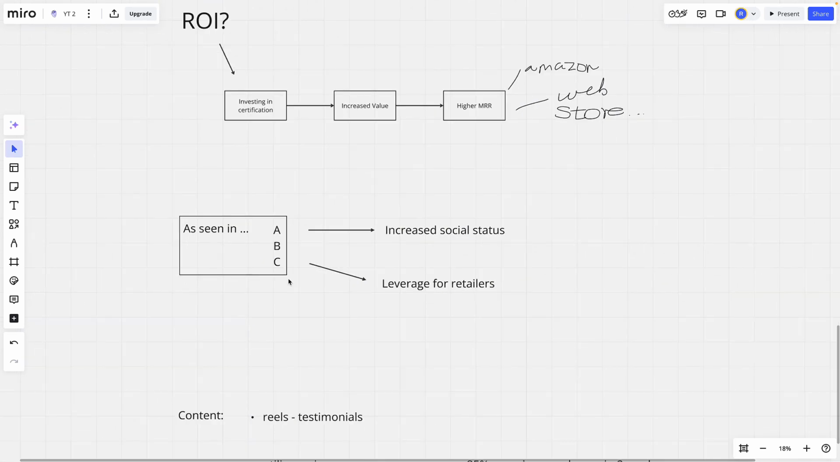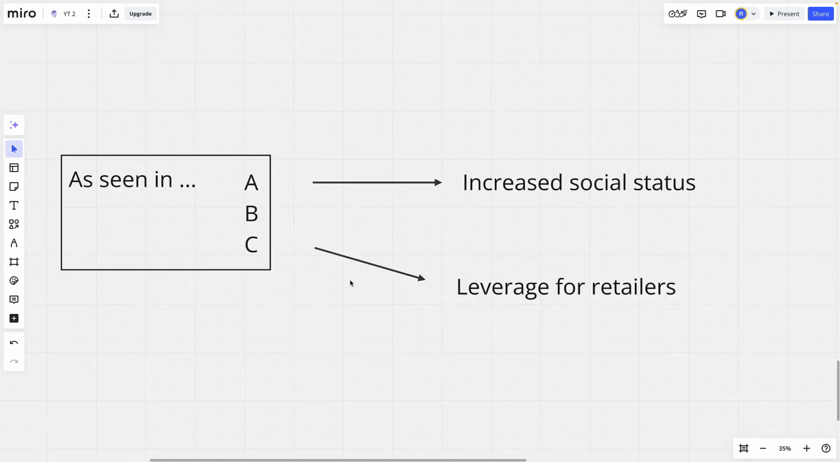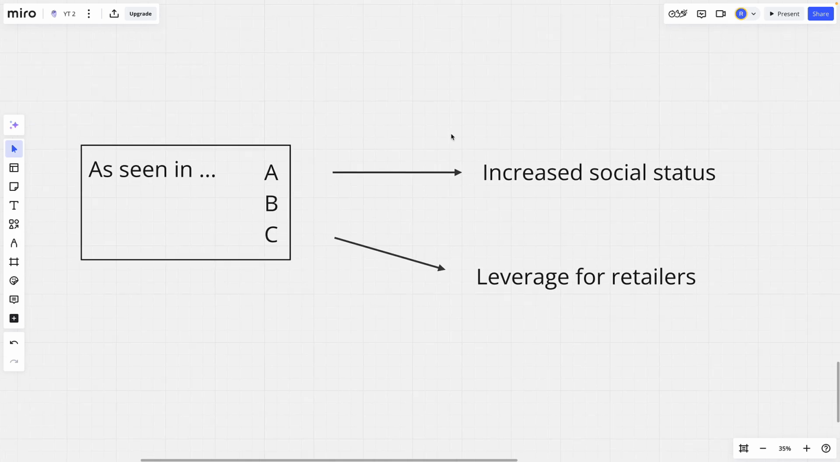Another one is the "as seen in" kind of thing. Now again, this is another upfront cost, but it's more PR. So if you have, for example, "as seen in New York Times, Vogue," stuff like that, evidently it's going to increase your social status. But another one that people don't talk about is it provides leverage for doing outreach to retailers. For example, you can say, okay, I'm here from this company. We've been featured in newspapers such as New York Times, Vogue. We're known publicly, we're liked by the public. This is why I think you should stock us as opposed to brands B and C. So that's a good thing to consider also.